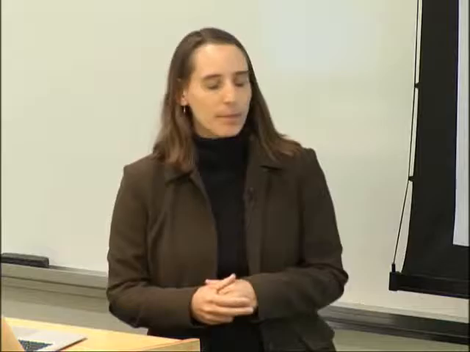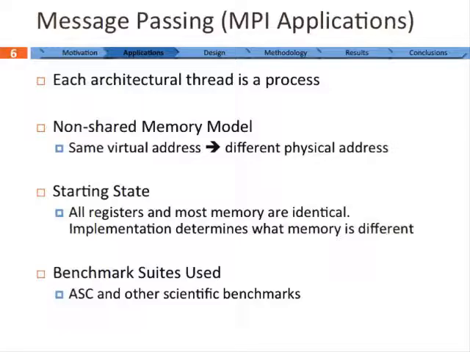Then we looked at message passing architectures, MPI applications. Each architectural thread is actually a separate OS process, so they don't share memory. I'm calling it a thread because at the architecture level, they're just threads of computation, but at the OS level, it's a process, not a thread. So if two of them access the same virtual address, it does not go to the same physical address. But if you look at the starting state, all of the registers and memory are identical, except for however the MPI library has decided to implement telling you what processor number you are. So almost everything is identical. And then we used various benchmarks for MPI.